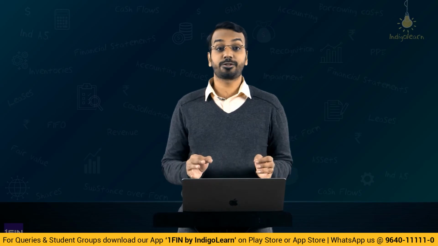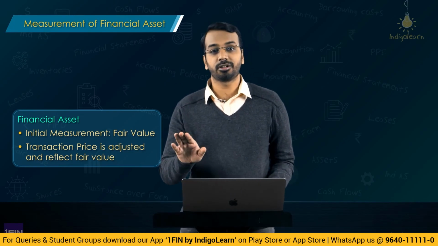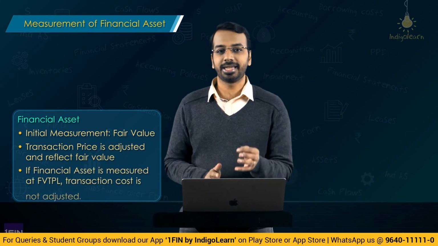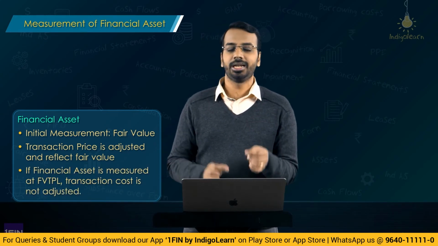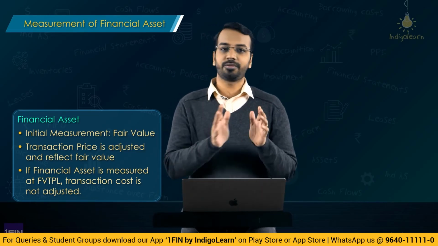Now friends, we have understood that whenever we talk about financial assets, at the time of initial measurement, we do the measurement at fair value. Of course, the transaction costs are adjusted to it, and normally the transaction price itself is the reflection of the fair value. In case of financial assets which are designated as fair value through P&L, we will not adjust the transaction cost, right? That part of initial measurement we have understood. Now, we will understand the subsequent measurement of financial assets.